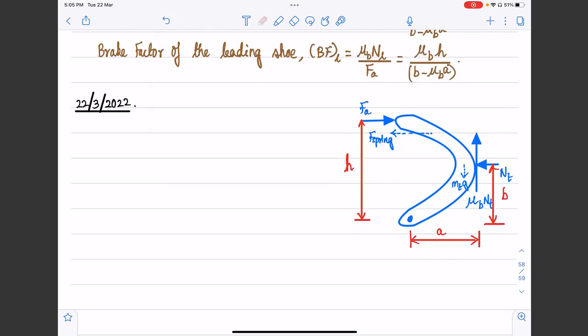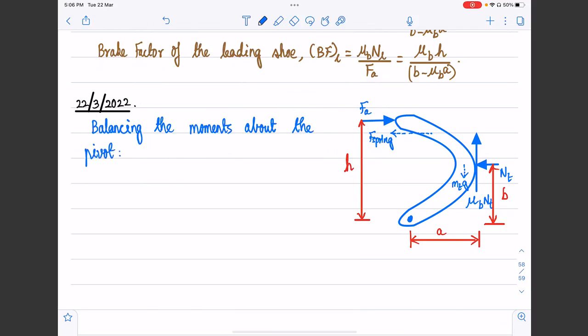So let's write down the moments about the pivot and balance it. So balancing the moments about the pivot. Of course, we are going to neglect inertia, the weight of the trailing shoe, and the restoring force due to the spring and so on, right? So balancing the moments about the pivot, what do we have?